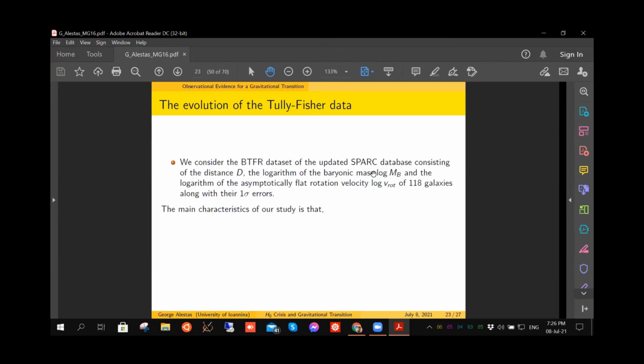So we considered the BTFR dataset of the updated SPARC database, consisting of the distance, the logarithm of the baryonic mass M_B, and the logarithm of the asymptotically flat rotation velocity of 118 galaxies, along with their 1 sigma errors. And the main characteristic of our study is that we have used an exclusively low-z sample of data.